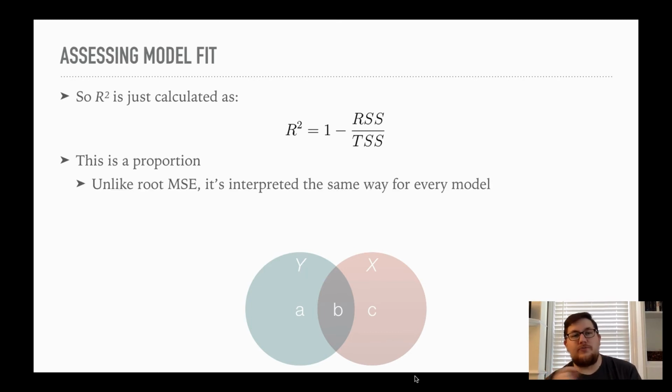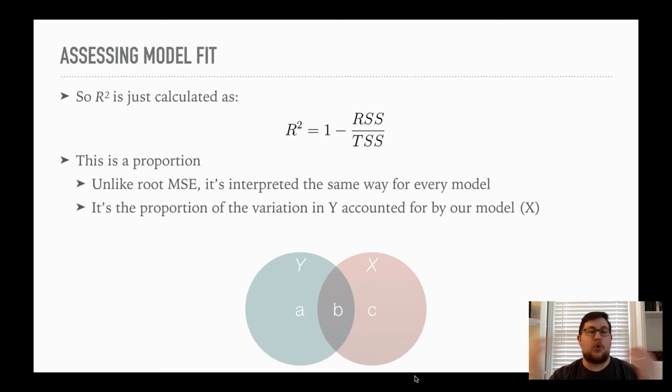It's a proportion. Now, unlike root mean squared error, it's interpreted the same way for every single model. It's the proportion of the variation in y that is accounted for by our model. In this case, just a bivariate model that includes one independent variable. But as we add in other independent variables when we get to multiple regression, it's going to include those as well.